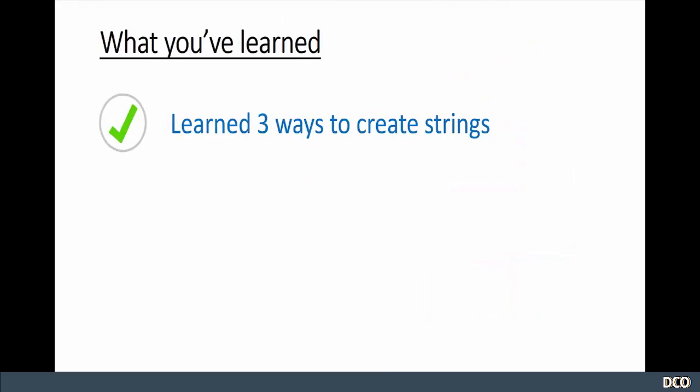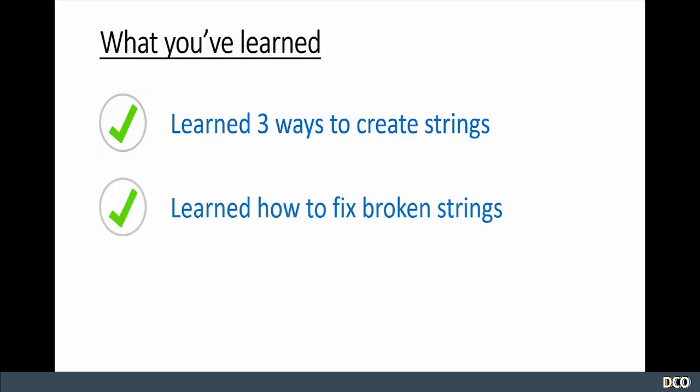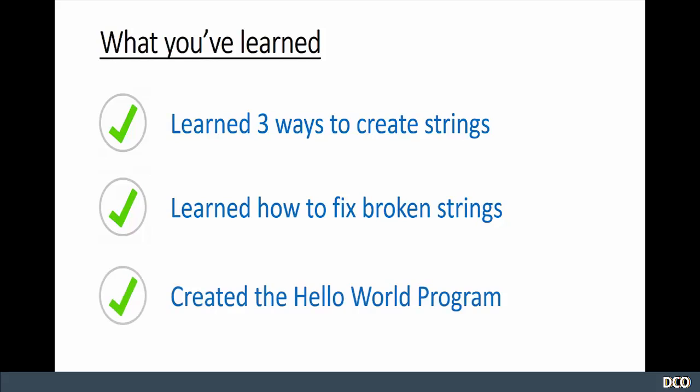We started off by looking at what strings are and how we can make them. We saw that there are three main ways: single quotes, double quotes, and triple quotes. Now Python gives us this many ways because it gives us plenty of flexibility when making strings and also stops our strings from breaking when we use certain punctuation. Next, you learned how to be a string mechanic by learning how to fix strings if they do get broken. And after that, you created the legendary Hello World program, which entered you into the official realm of Python programmers. Congratulations! Welcome to the club.